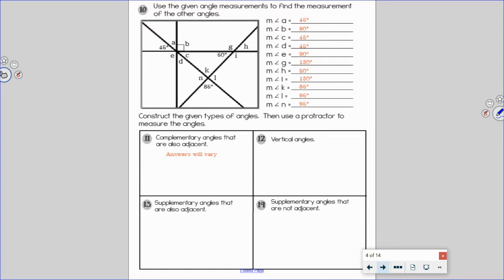And check the backside. Of course, you're going to be asked all sorts of things. All your answers will vary here. I did not give you a chance to use a protractor. I do not have a classroom set of protractors. If you got it, great. If not, don't worry about it.